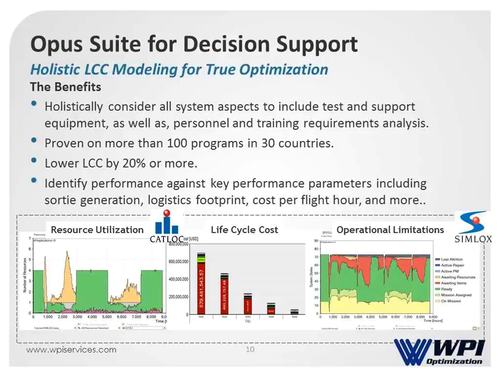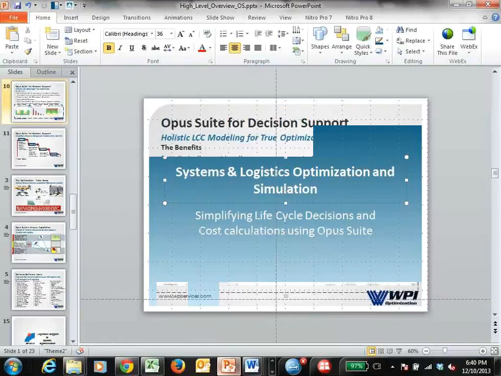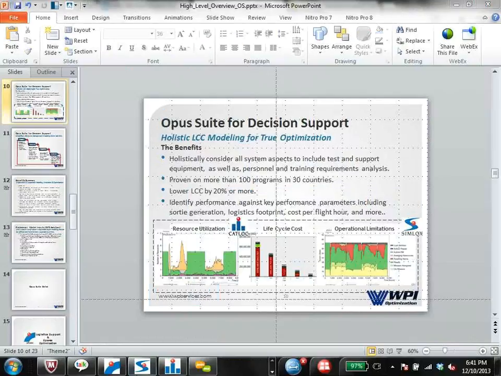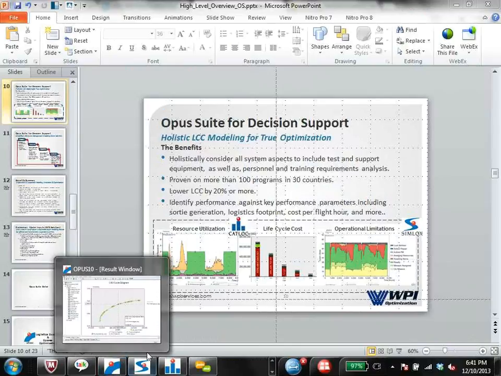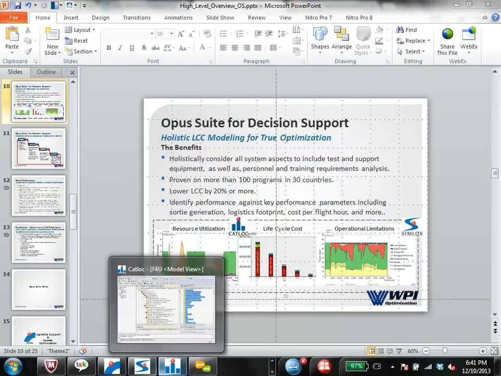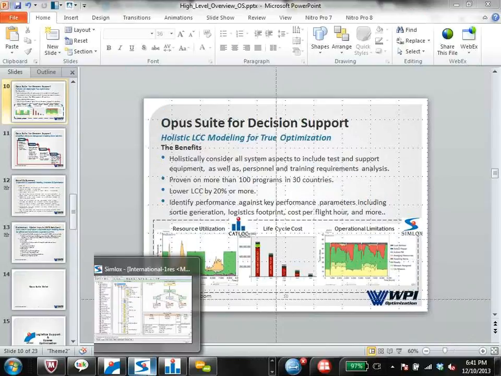And what we're seeing here on the three charts is how resource utilization and our operational limitations kind of come together to create a life cycle cost. And we'll dig into this in a little more detail in the actual demo itself. So when we look at Opus Suite, again, we have three parts to the tool. Opus 10, that's mathematical optimization, SimLox, and CatLock. So we'll start with Opus 10.